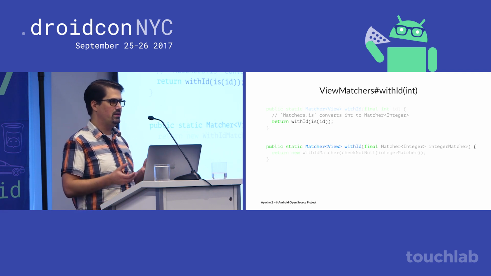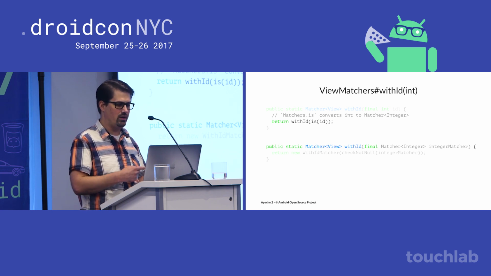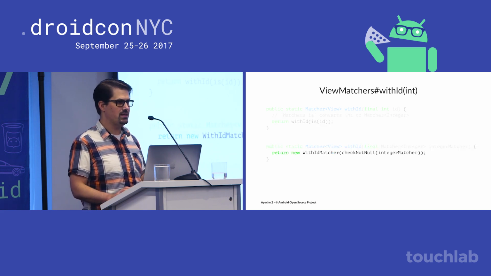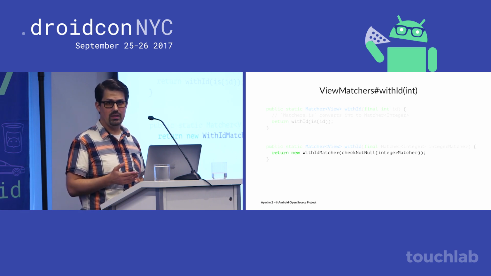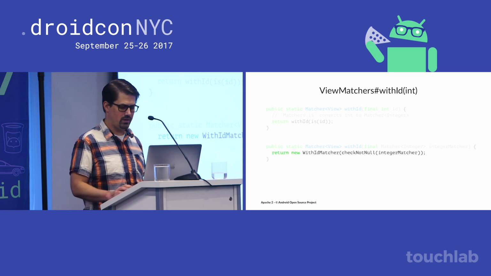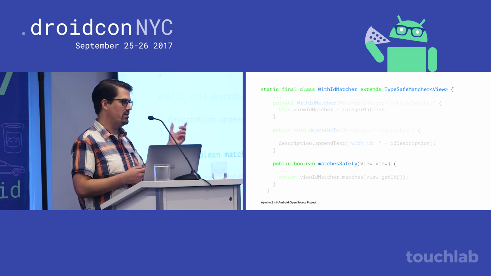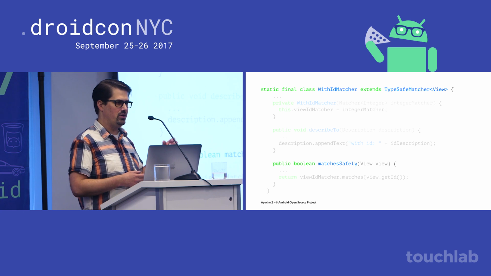So in withId, we take the ID, which is an integer, we wrap it in the is method, which comes from Hamcrest, and the is method just takes an integer and it returns a Matcher of Integer. So now we have a Matcher of Integer that's just looking for that integer, and we pass that into an overloaded version of withId that takes the Matcher of Integer. And then it wraps that Matcher of Integer in a WithIdMatcher, which is a class that is part of Espresso. It's internal to Espresso, and it is a class that implements TypeSafeMatcher, which is a convenience implementation of Matcher that Hamcrest gives you, and it uses generics to give you a type safe method.